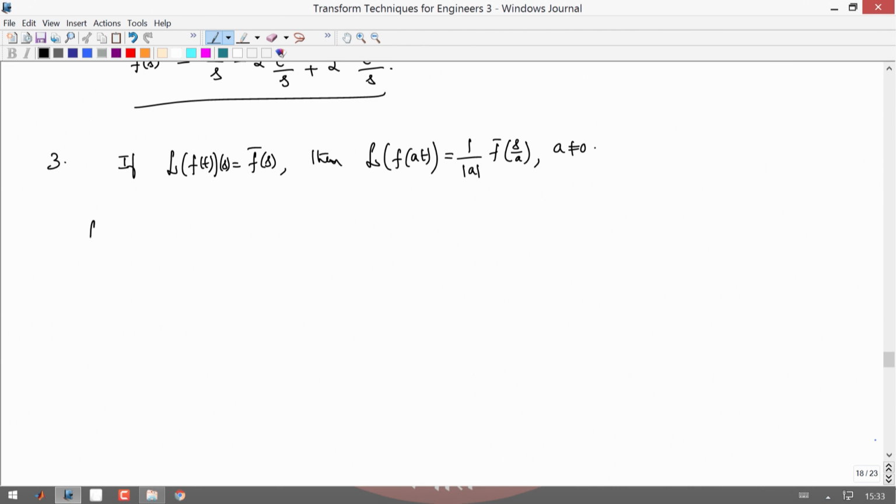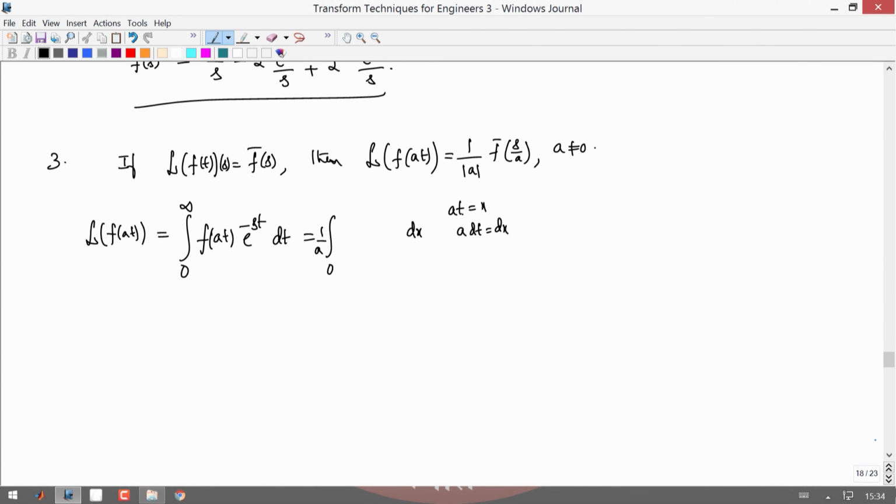The left hand side, the Laplace transform of f of a t, is by definition the integral of f of a t e power minus s t dt. Just use a t as a new variable. So, a t equal to x, for example, and a dt equals dx, so dt is dx by a. So, 1 by a comes out.